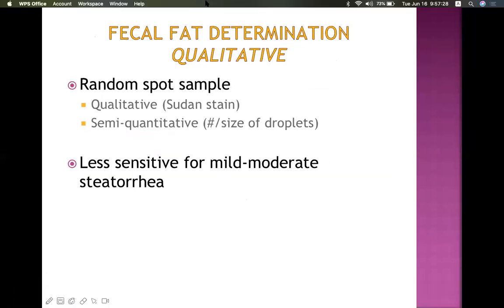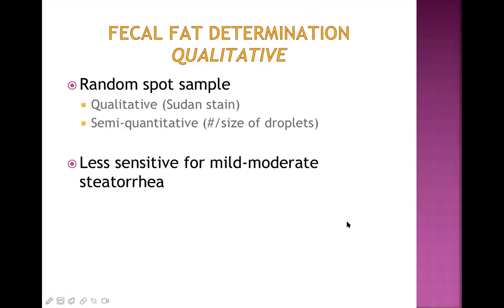There are certain other ways which determine the qualitative fat also, like which fat is present there, and that can be done by certain staining and counting the size of fat droplets. This is not a very important point.